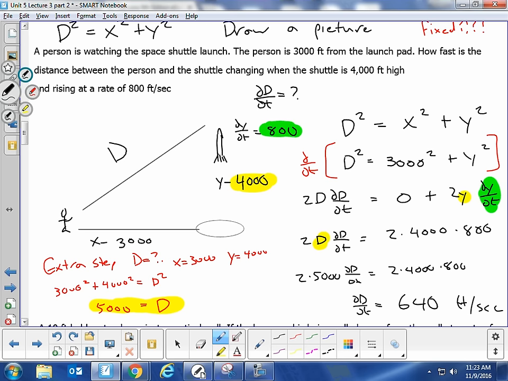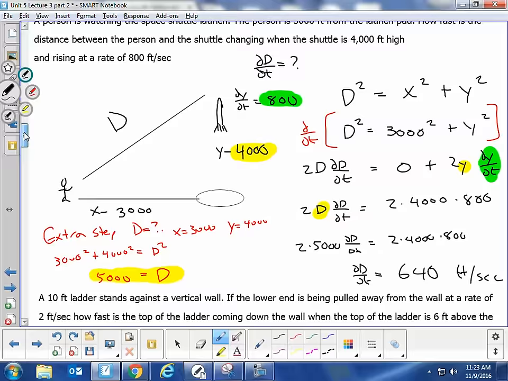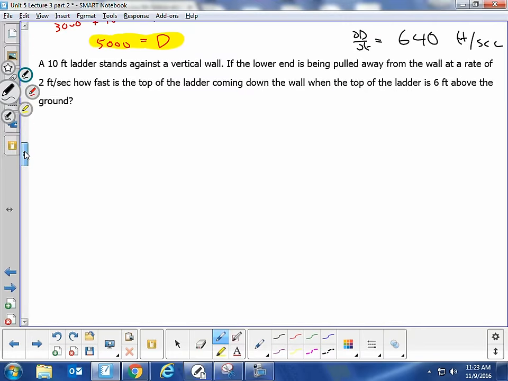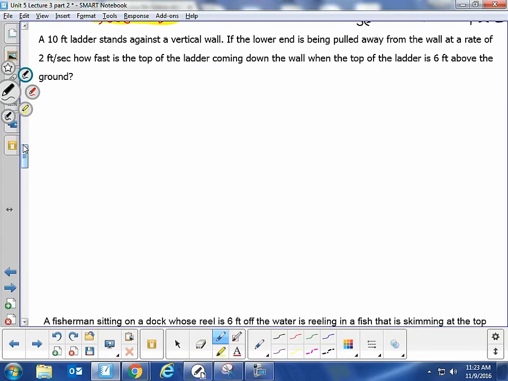Okay, let's go ahead and tackle this next problem. And I want you guys to take more of the lead for this one. We got a 10-foot ladder standing against a vertical wall. So the ladder is just leaning up against the wall like this. Now, the lower end, so my feet are being pulled away, and my hands are dropping down. This ladder is being pulled away, and it's coming down like this. The question is, if it's being pulled away at a rate of 2 feet per second, how fast is the top of the ladder coming down the wall when the top of the ladder is 6 feet above the ground?